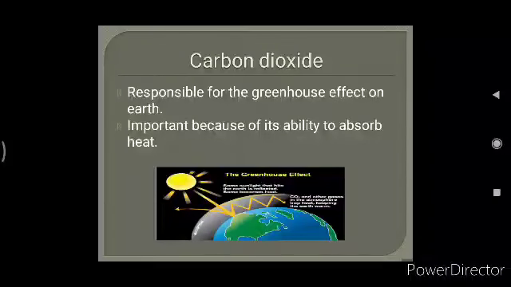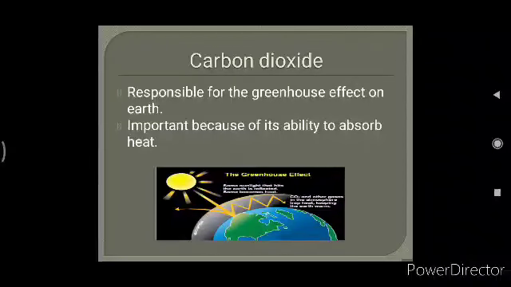You know what is the greenhouse effect? The greenhouse effect is a natural process that warms up the earth's surface. When the sun's energy reaches the earth's atmosphere, some of it is reflected back to space and the rest is absorbed by the greenhouse gases. This absorbed energy warms the atmosphere and the surface of the earth.